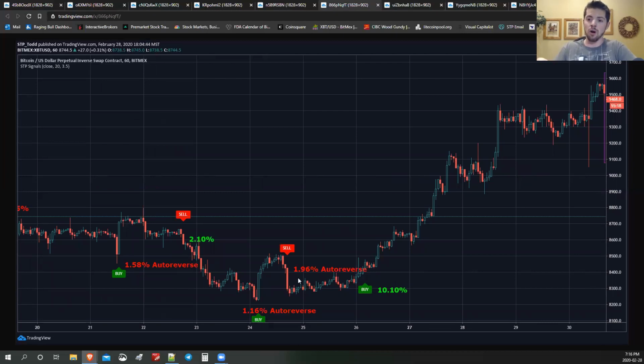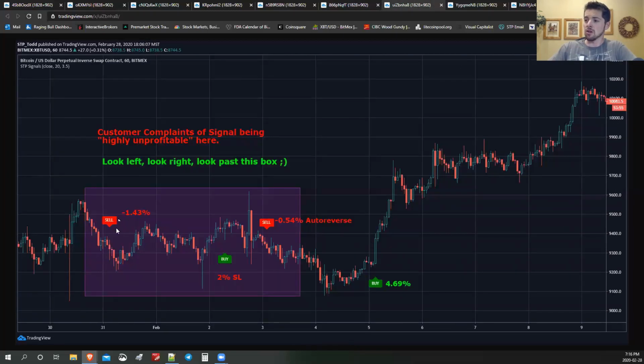The point of this bot setup signal to signal is you're catching the whole move. So you're ripping 10% on the way up here. You are maybe losing a little bit here in this box when we were getting complaints, but you're still gonna rip 5% on the way out. So realistically, instead of complaining, maybe you should look to alter your strat.